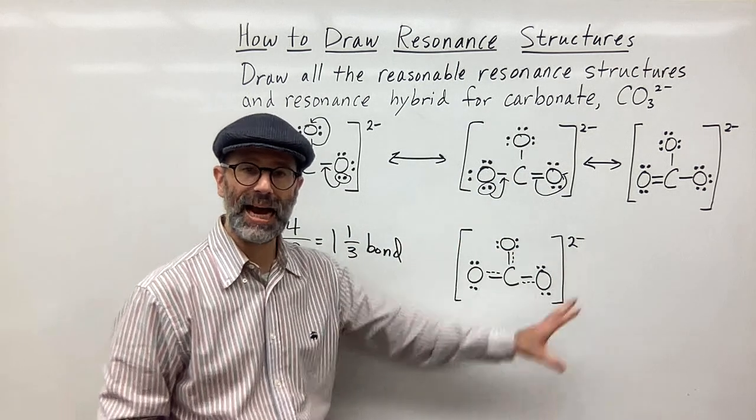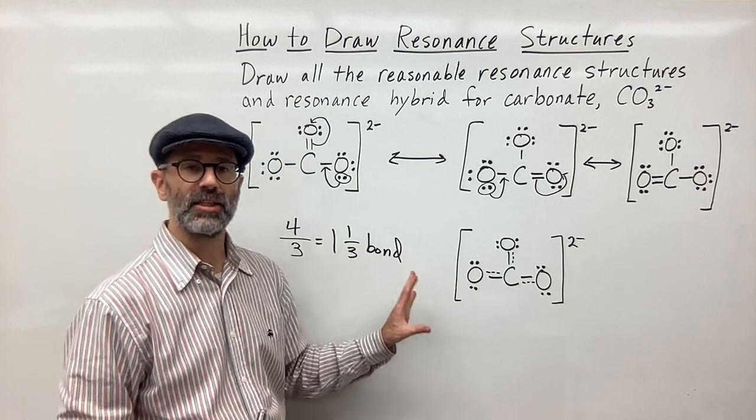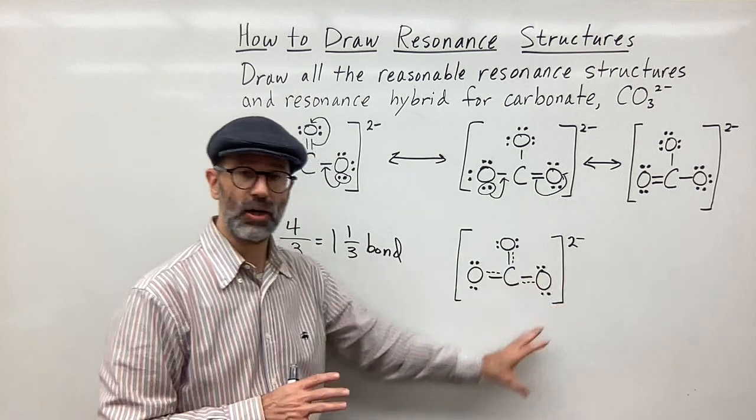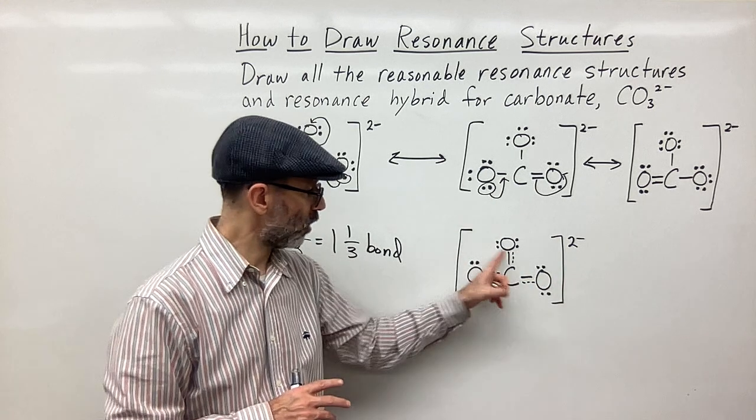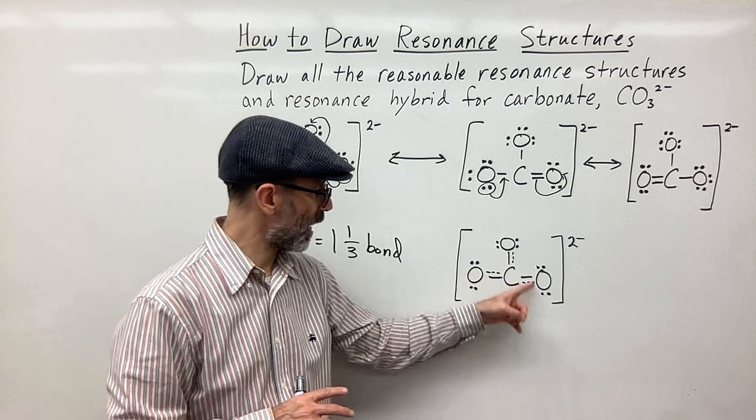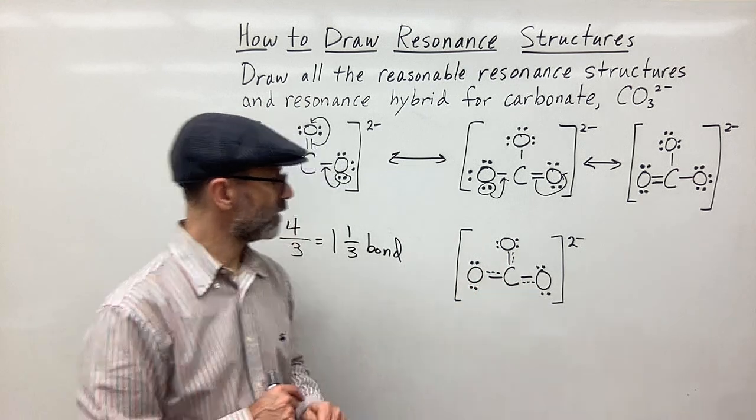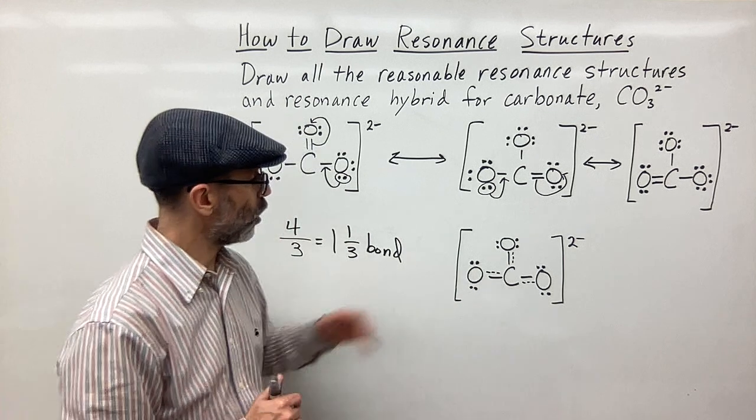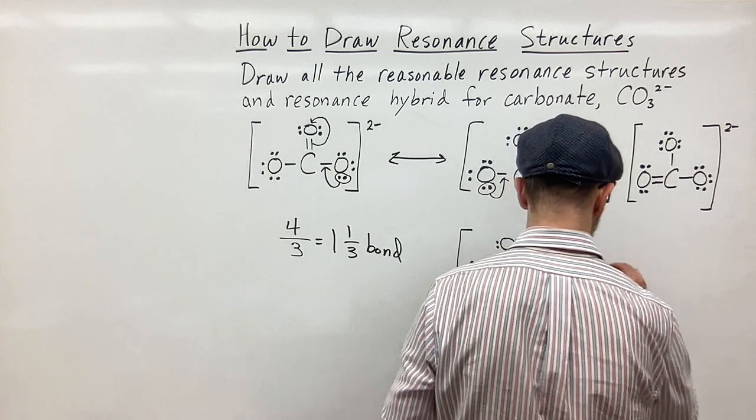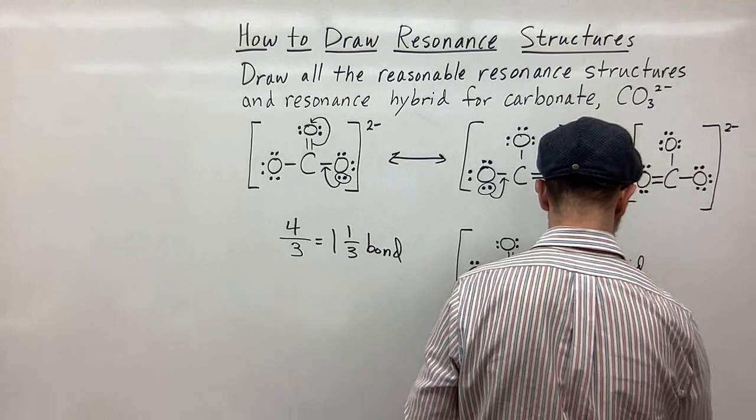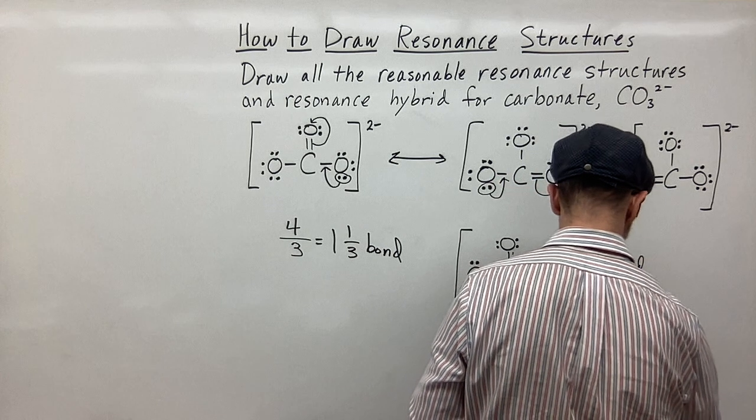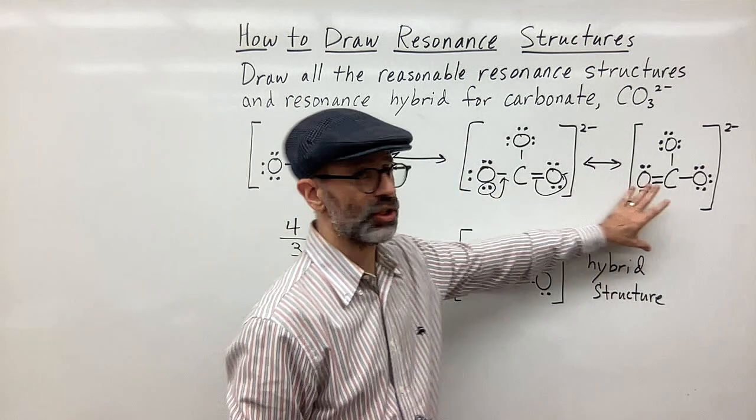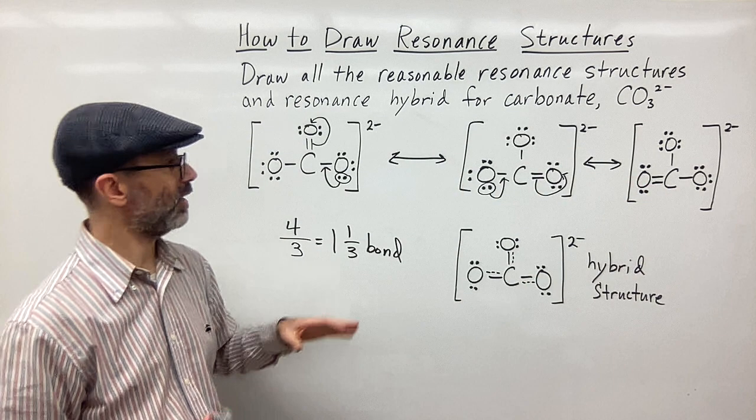This is called a hybrid structure, and this represents more closely what the molecule actually looks like. This is what the molecule kind of looks like in nature. These are all equal bonds, and so we have 3 bonds, no lone pairs, and so this would have a trigonal planar structure and so on. So this is our hybrid structure, and these are the resonance structures for our given ion, carbonate.